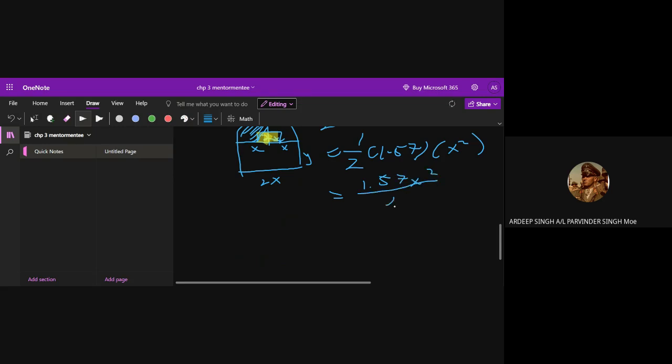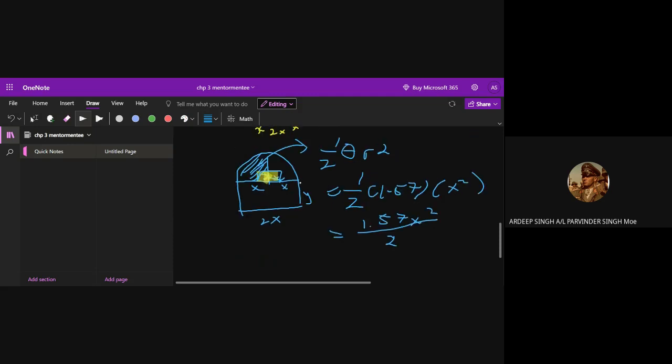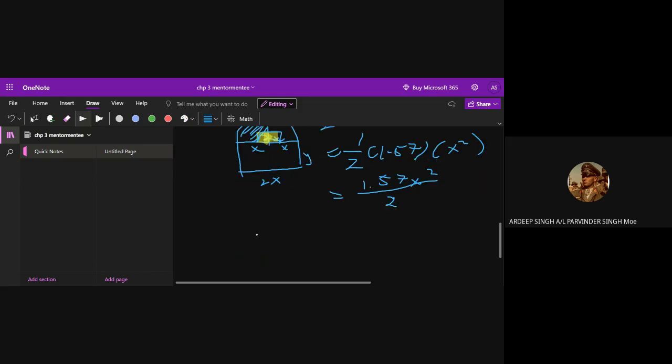Okay. So we got two places now. This is the first quadrangle. This is the second one. So it will be 2 times 1.57 x squared over 2. So what do you get?